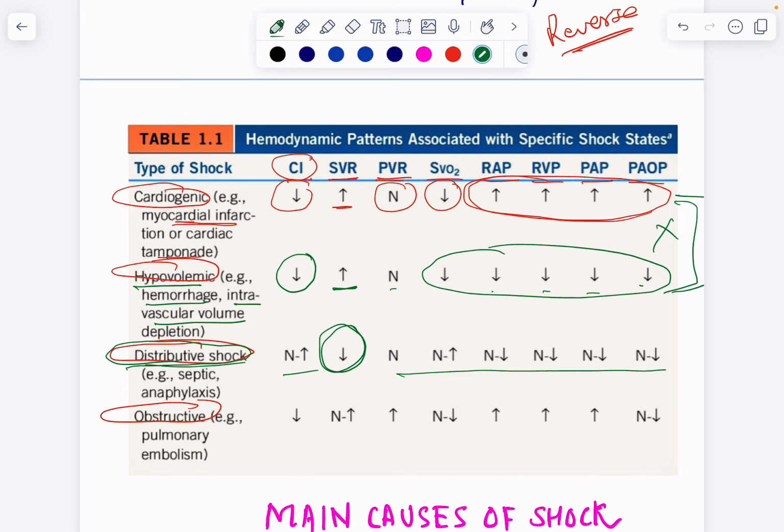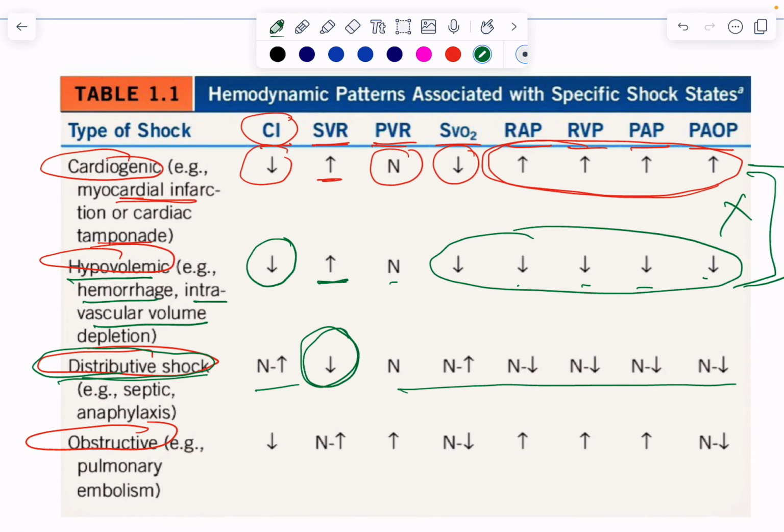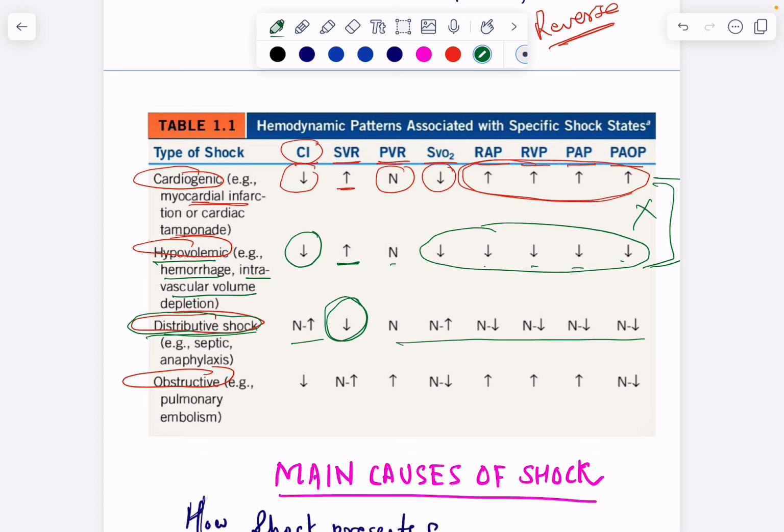In case of obstructive shock, what happens? Whenever there is massive pulmonary embolism, there will be a decrease in cardiac index obviously, and all these pressures, like right atrial pressure, right ventricular pressure, pulmonary artery occlusion pressure, and pulmonary artery pressures, are all increased.